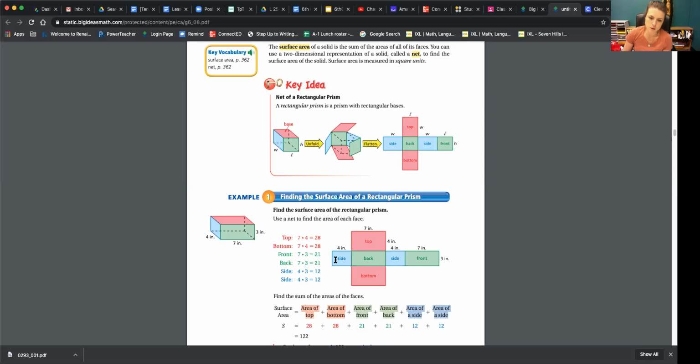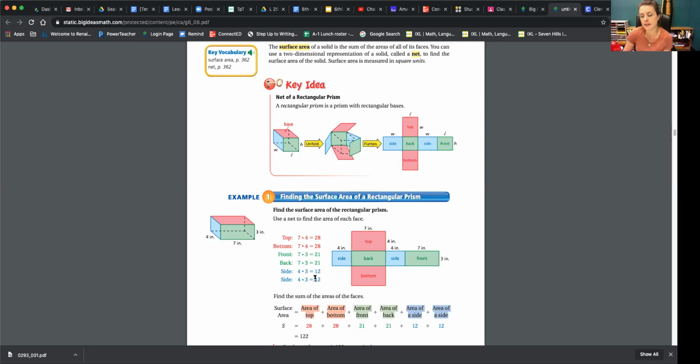And then we can go to our sides, the blues. It's already labeled for us that this is 4, but we need to know what this is, right? So I can go all the way down again and see that it's 3. So 4 times 3 is 12. And I have an identical rectangle here with another 12. Now what you have to do is add them all together.